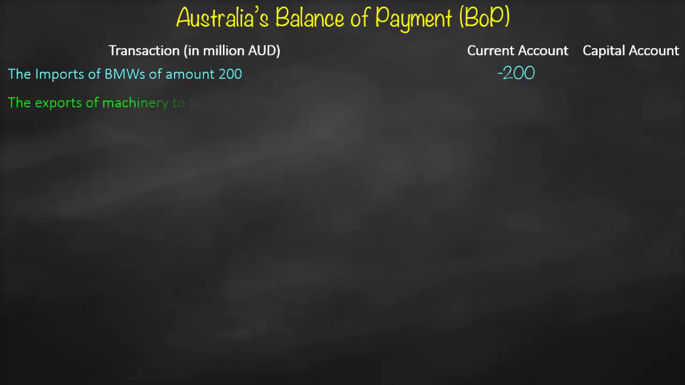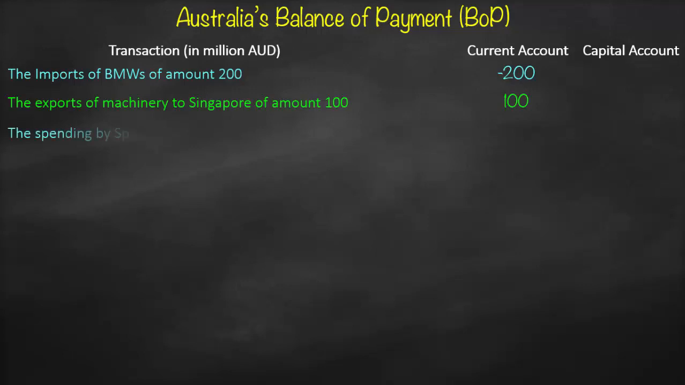The second transaction: the exports of machinery to Singapore of amount 100 million Australian dollars. We're going to export equipment and machinery. Are exports one way or two way? It's a one-way transaction. Why? Because we're not going to import these machines in the future. If it's one way, I will report it under current account. Once we export, do we receive the cash or do we pay the cash? We receive the cash. Therefore, I will write 100 under current account.